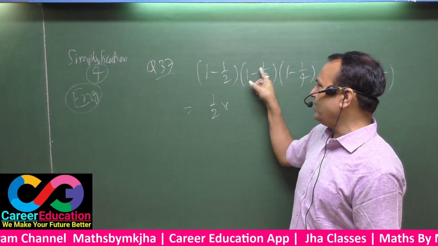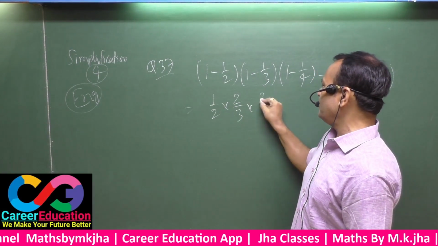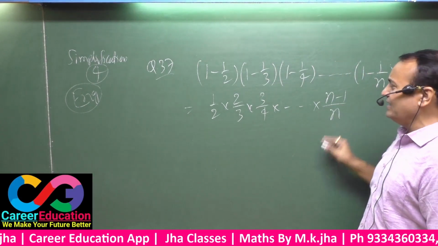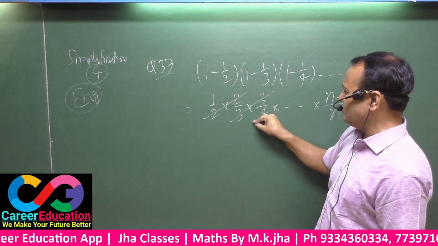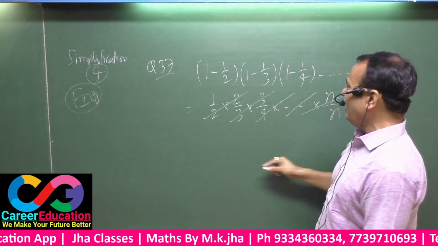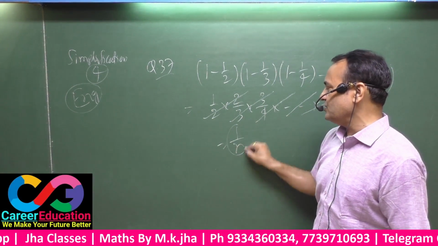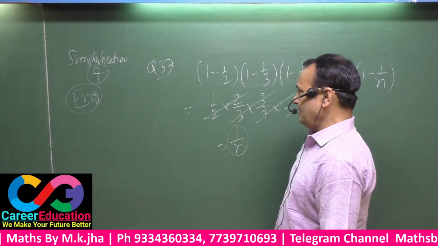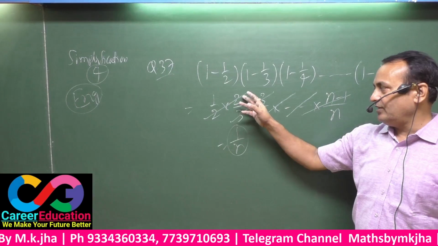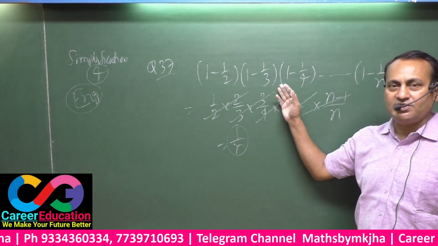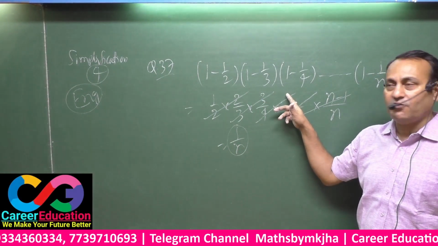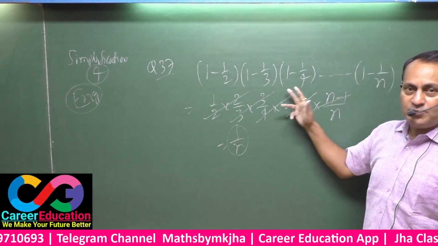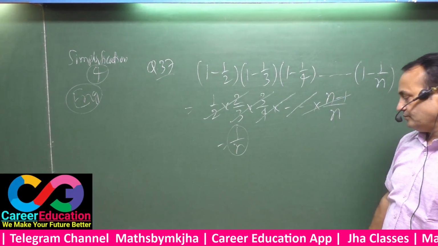If you solve this, 3 minus 1, 2 by 3. If you solve this, 3 by 4, and n minus 1 by n. Certainly see here, all of this will be cancelled and you will be getting 1 by n. This is your final answer. Note down. This 2 will be cancelled by this 2, this 3 will be cancelled by this 3, this 4 will be cancelled by this 4, 4 will be coming here from the next term. 1 minus 1 by 5 is 4 by 5 and so on.